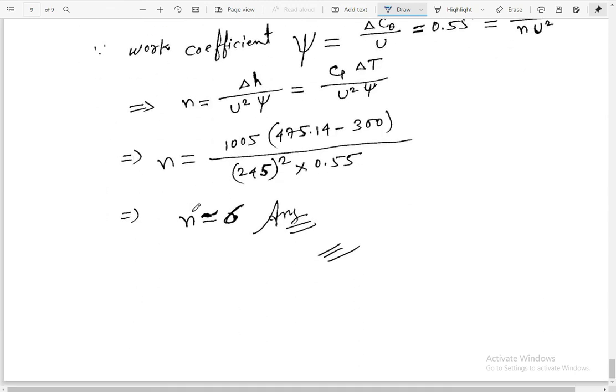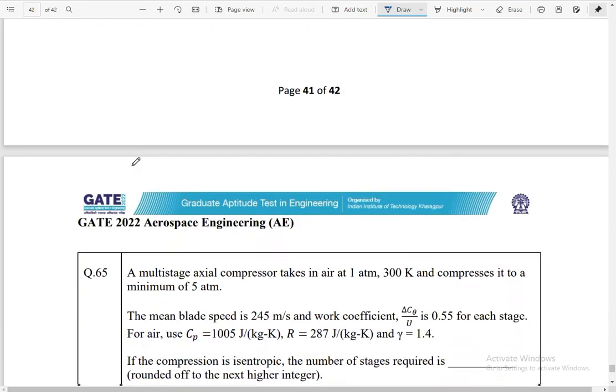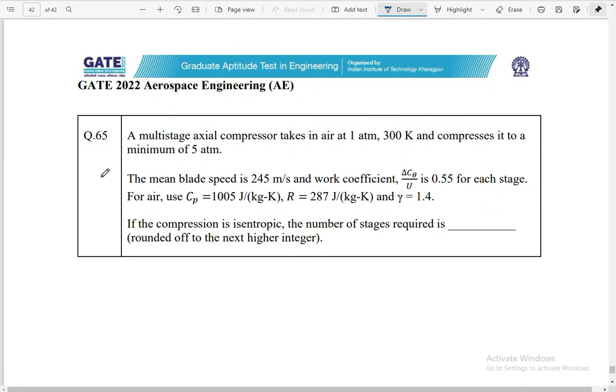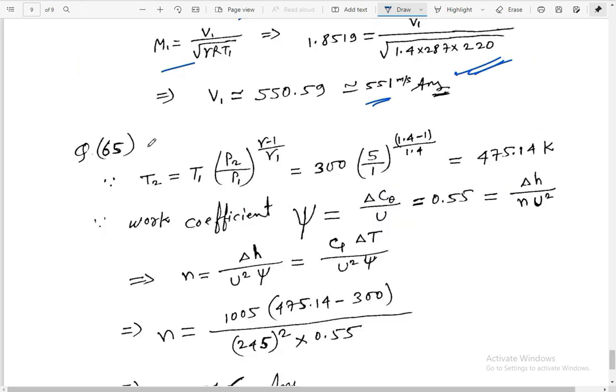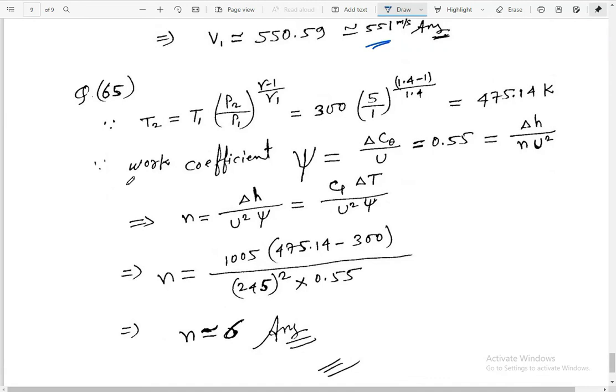And this is the last question. A multi-stage axial compressor takes in air at 1 atm, 300 Kelvin and compresses it to a minimum of 5 atm. The mean blade speed is given, work coefficient is given for each stage, Cp is given. Again, if the compression is isentropic, we have to find the number of stages n. From the isentropic relation we can find the T2 value, T2 equal to T1 times P2 by P1 to the power gamma minus 1 by gamma. So the T2 value is this one.